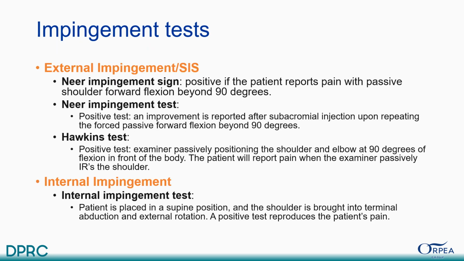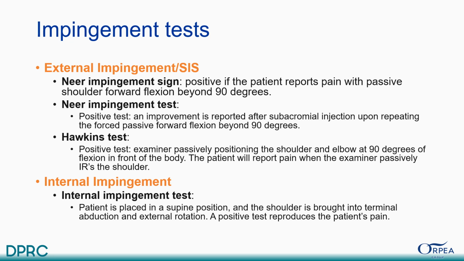So there are tests for the impingements. External impingement tests are the Neer impingement sign and Neer impingement test. As we all know, the Neer impingement sign is positive when the shoulder is forward flexed beyond 90 degrees and the patient complains of pain. The Neer impingement test is positive when improvement is reported after a subacromial injection of lidocaine, and the patient feels improvement in the pain.